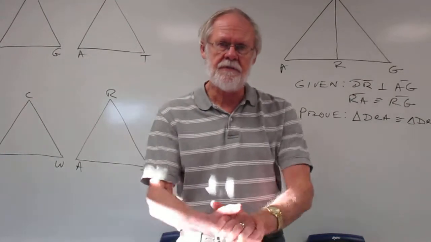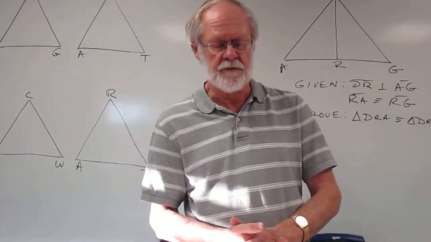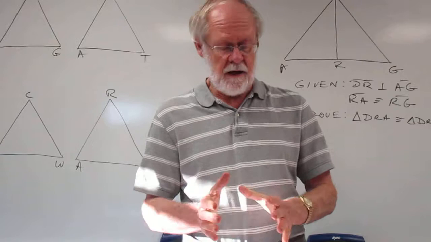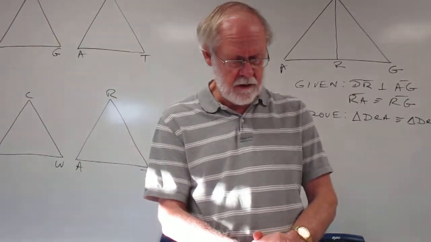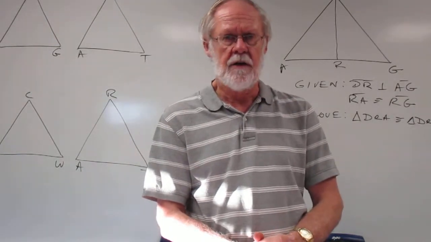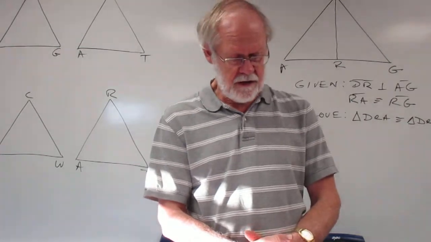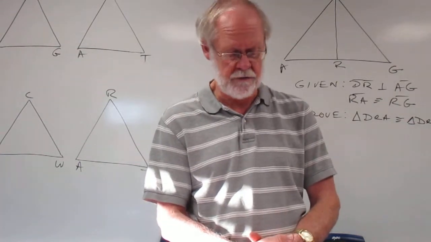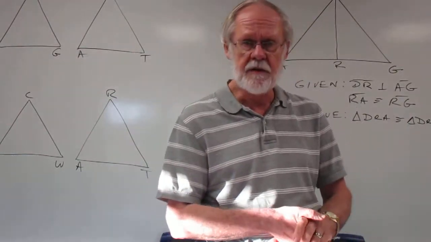There are actually 5 different ways that you can prove triangles congruent. And we're going to talk about 2 of them today. One is called SSS, for side, side, side. And the other one is called SAS, which stands for side, angle, side. Now, first of all, let me explain what that means.